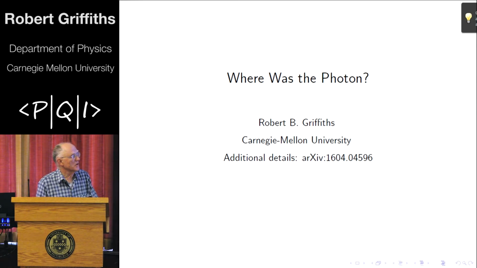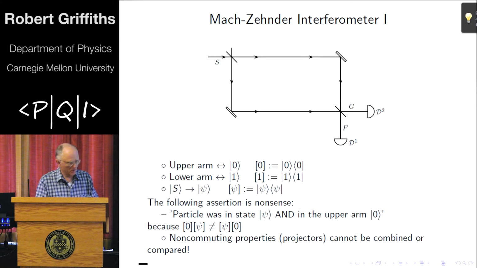Okay, so the question is, where was the photon? And now let's see if I can move this ahead. Has to do with a Mach-Zehnder Interferometer. Now, I start off not with the actual one I want to deal with, but with a simple Mach-Zehnder, where you know how it works.